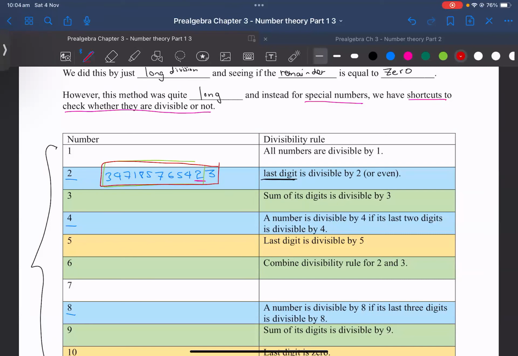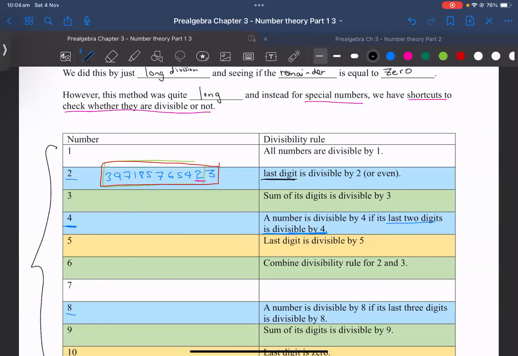Right? And now we go to 4, because 4 is very similar to 2. But instead of checking the last digit to see if it's divisible by 2, you need to check if the last 2 digits are divisible by 4. I'll explain this properly later, but for now, just practice it, right? I'll explain if you need it later, but for now, just use it.